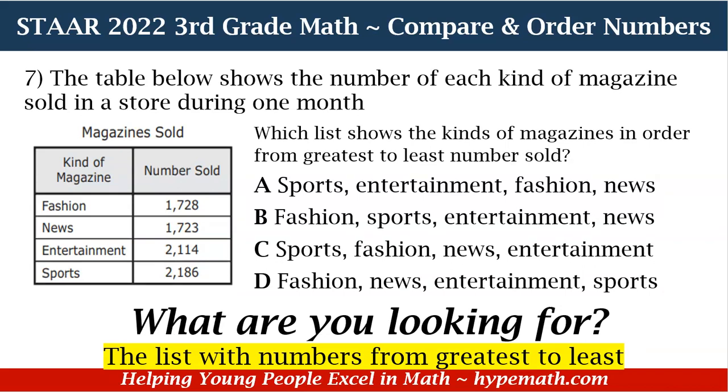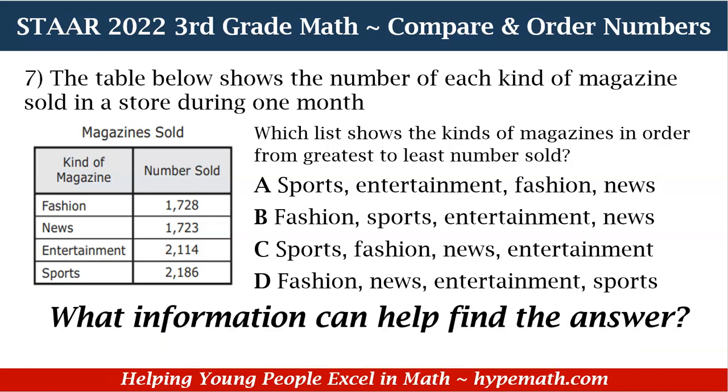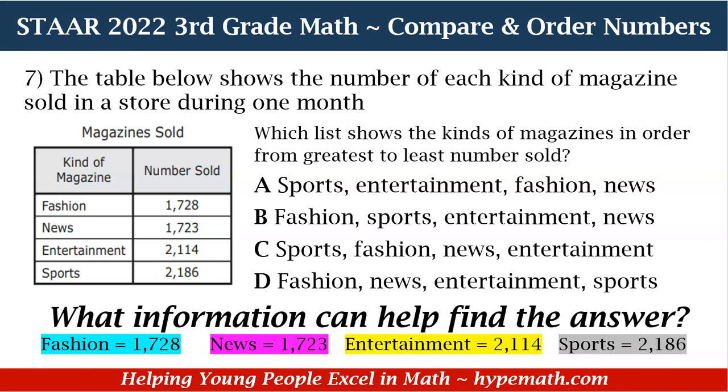Which one of our answer choices lists the numbers from greatest to least? The second most important question is, what information can help us find the answer? So we know what we're looking for. Now we need to understand what information can help us find the answer. What can help us is knowing the magazine and also the number of magazines that are sold.